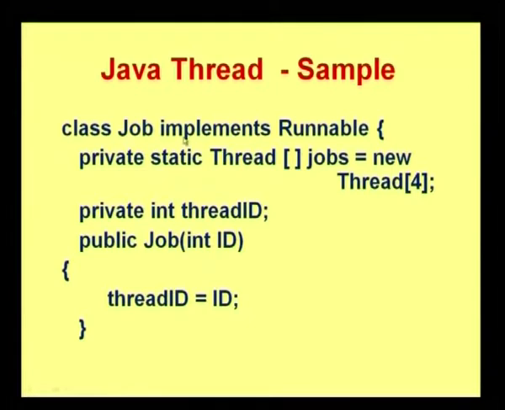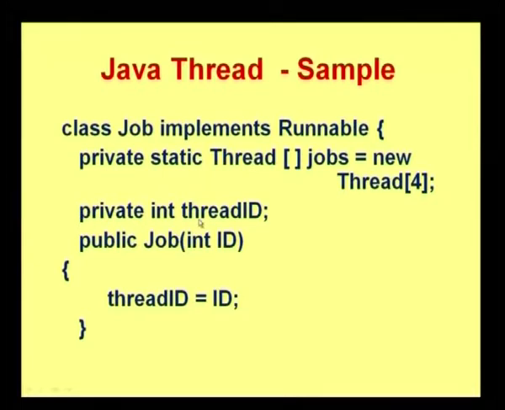Class Job implements Runnable. I have implemented the Runnable interface, so I have to implement my run method. Then, private static Thread, here I have an array of threads. It means that I have n number of jobs, and here n is assigned to be 4. So, I have 4 jobs, and these jobs are threads.